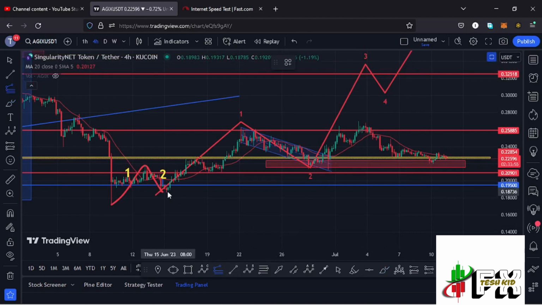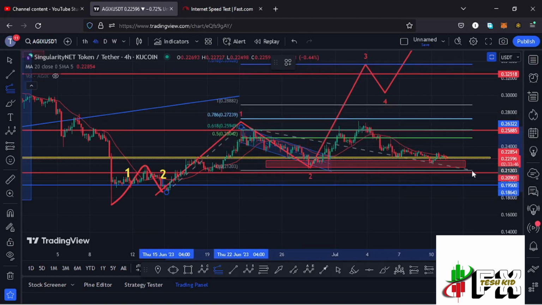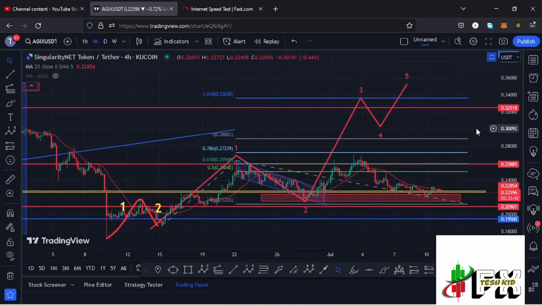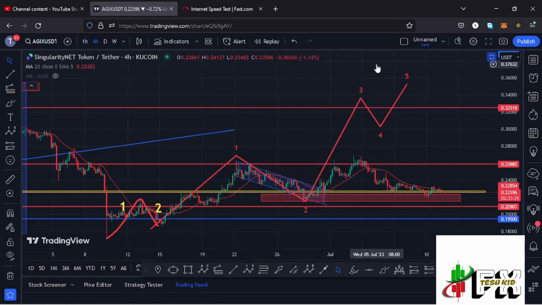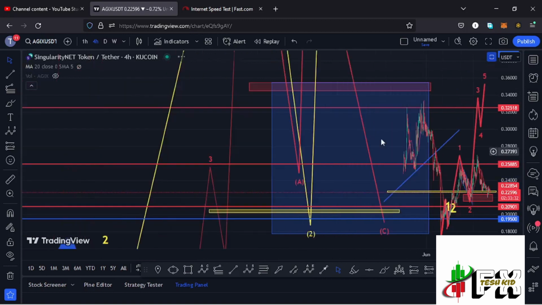Giving you minimum target areas for that wave 3 by connecting the trend-based Fibonacci from the low of the first wave to the high of that wave 1, then dragging the fibs to the low of the second wave, I get a minimum target area at the fib level 1.618, and that is at around the $0.33628 mark. And that is the minimum that we can expect Agix to do in the formation of that wave 3.